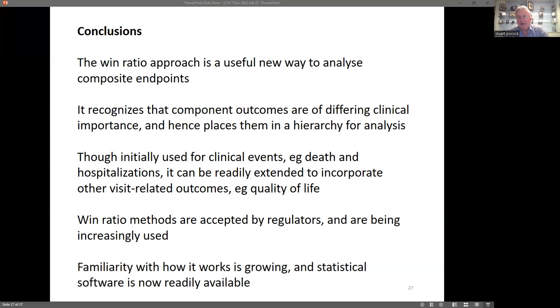And I find it's best suited when the components of the outcomes are liable to go in the same direction. So the hard outcomes are harder to study because there are fewer of them. But if they were to go in the opposite direction to the surrogate outcomes, then I don't think a win ratio analysis is really appropriate in that setting, because you're combining contradictory items.